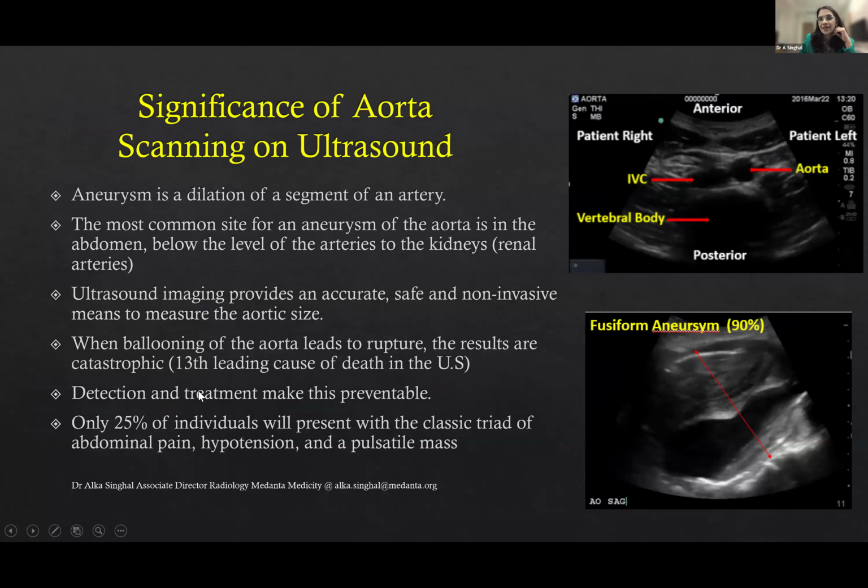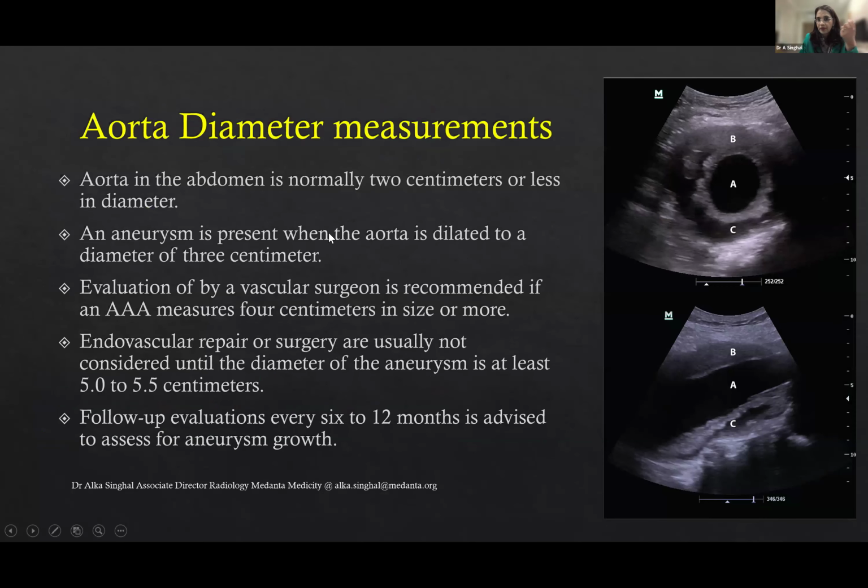And like I already discussed, there is significant mortality to this if undiagnosed. And the classic triad is seen in few. So normally, I said 2 centimeters or less, and repair or surgery is usually not considered until more than 5 centimeters. And then, of course, when surgery is not done, we are periodically following it. So we have to measure the diameter, and of course, we measure outer to outer and include any thrombus as well in the measurement, right?